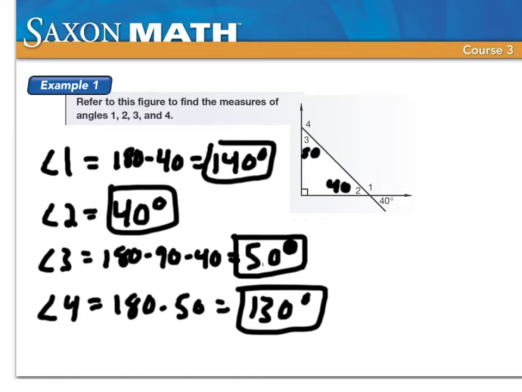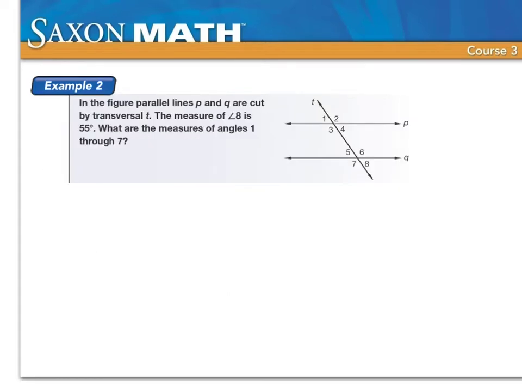Alright, let's go on to the next slide, another example. So what you'll notice on these is that on the last slide you should have noticed that we knew one angle to start with, and we were able to figure out all the other angles just because of that one angle and the angle relationships that we just learned. So that's going to be the same way here.